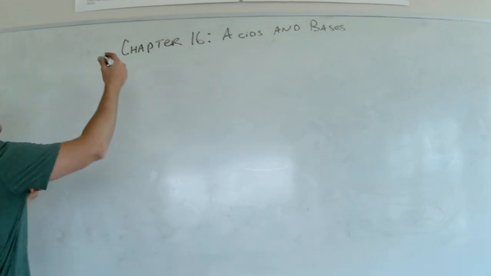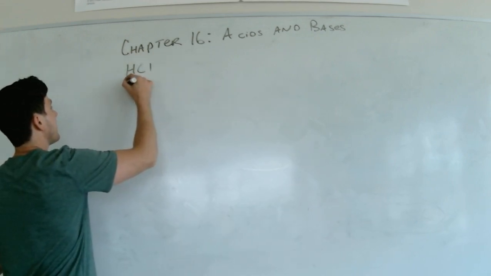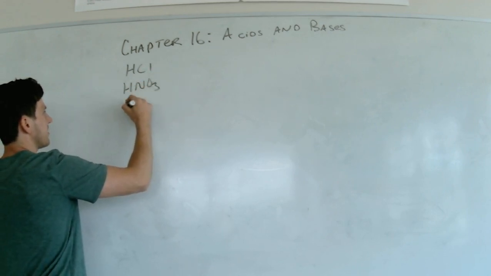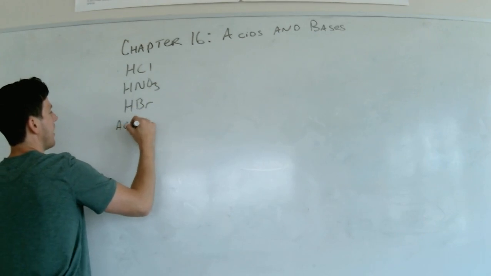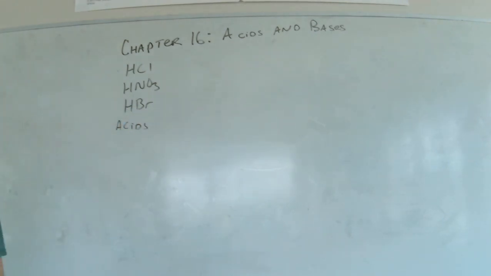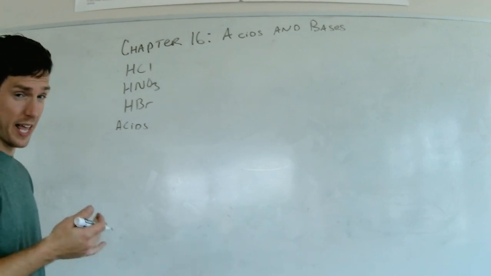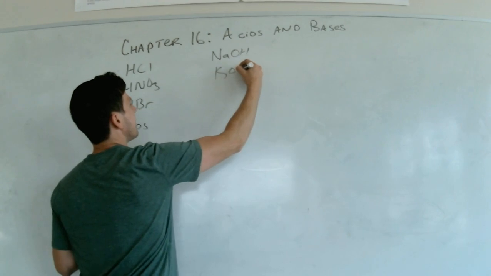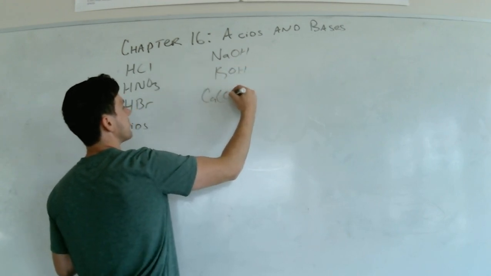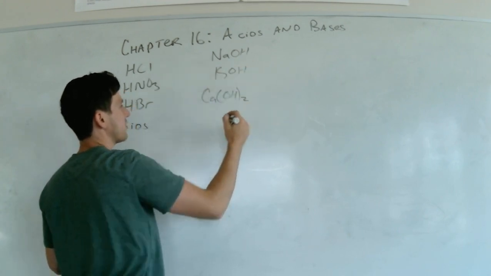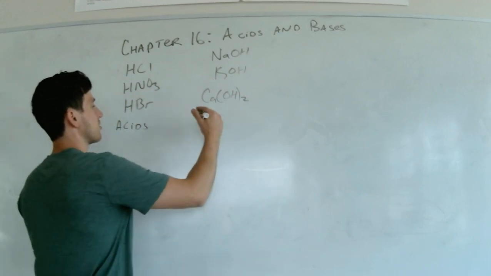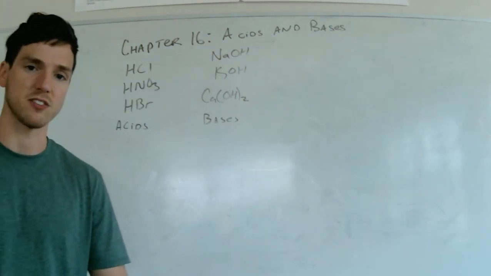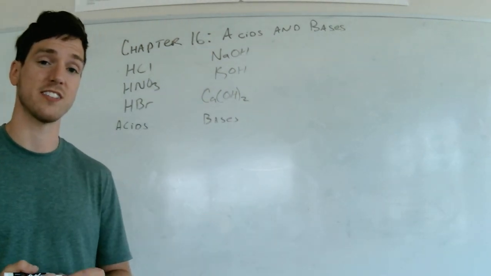So when we used to think of acids and bases, we said it's anything that starts with an H, right? So HCl, HBr, HNO3, those are all acids because they begin with H. And we said that anything that's a base is something that ends in OH, like sodium hydroxide, potassium hydroxide, and calcium hydroxide. So everything that starts with that H is an acid, and everything that ends in OH is a base. Well, this is no longer necessarily true.